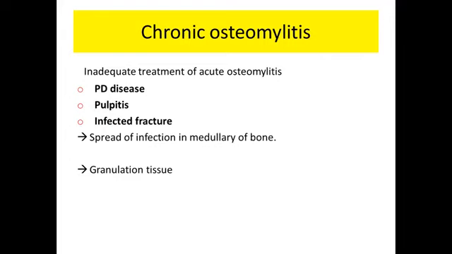Of course, the chronic osteomyelitis results from inadequate treatment of acute osteomyelitis. For example, infected fracture, pulpitis, periodontal disease, which lead to spread of infection to the medulla of the bone, and later on lead to formation of a granulation tissue.